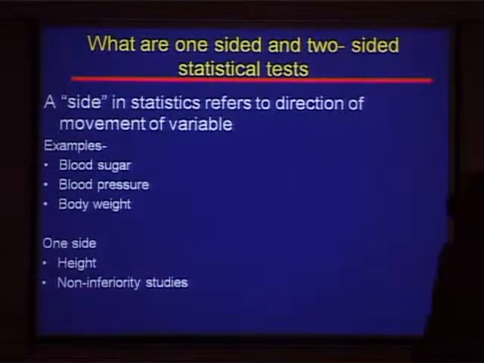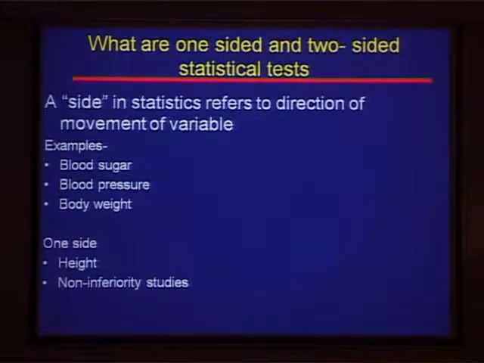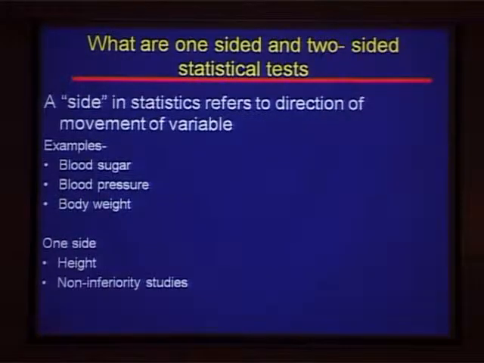Osteoporosis, age, right? So height also is a bidirectional variable. So general rule of thumb, biological variables tend to be bidirectional.